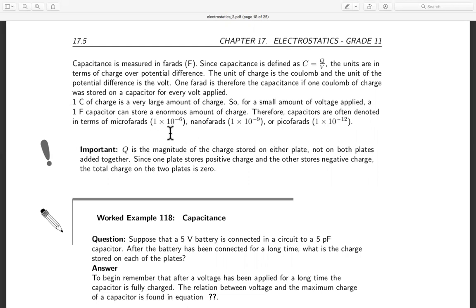Micro is 1 times 10 to the power minus 6. Also maybe nanofarad, where nano is 1 times 10 to the power minus 9, or picofarad, where pico is 1 times 10 to the power minus 12. Normally we use micro, nano, or pico, because 1 farad is so big.